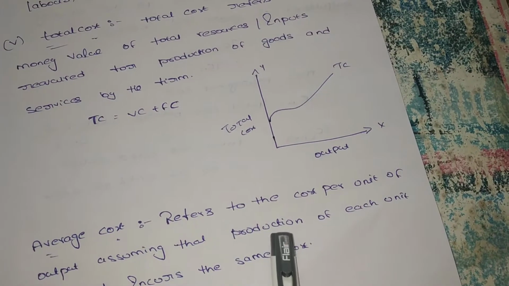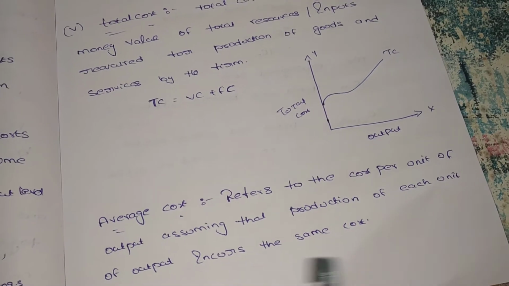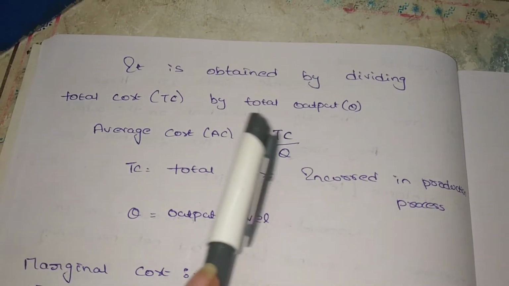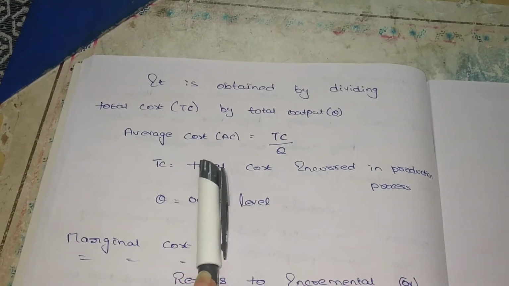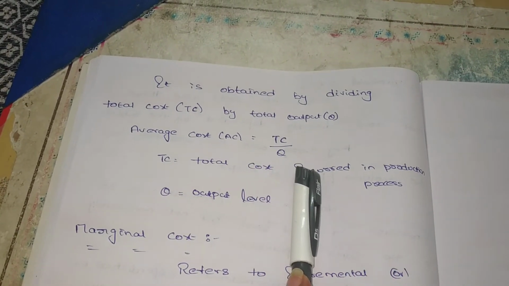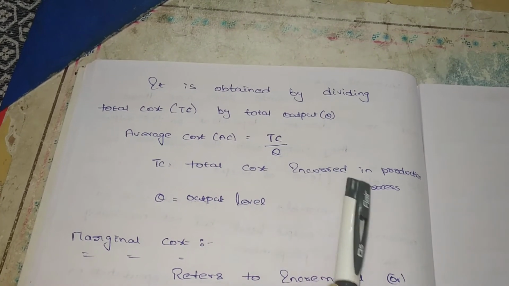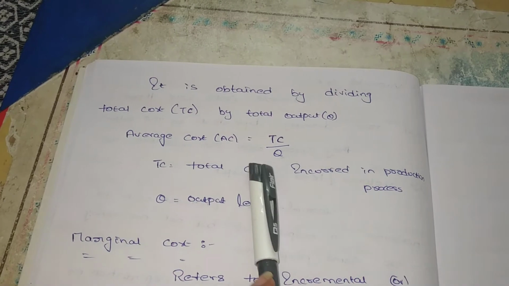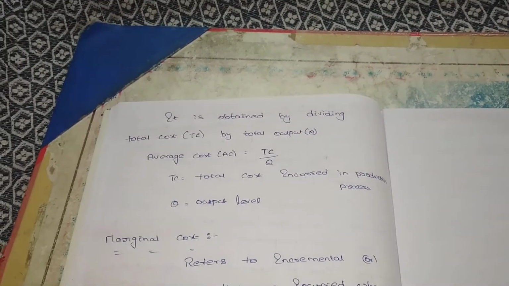Average cost refers to the cost per unit of output, assuming that the production of each unit of output incurs the same cost. It is obtained by dividing the total cost by total output. How do we calculate the average cost? Total cost divided by total output level, where TC is equal to total cost incurred in the production process. How much total cost we paid, divided by how much output. Then we get the price of each unit.